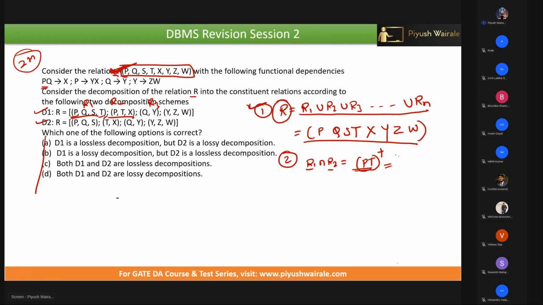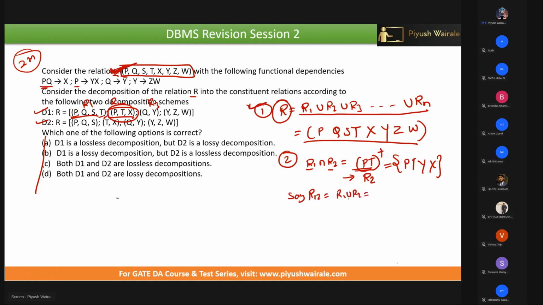So if I take the closure of PT, what am I going to get? From PQ, I'm going to get X, but Q is not missing. From P, I'm going to get YX, so I can add YX here, right? If you observe what we got, R2 here: P is also present, T is also present, X is also present. It means this determines R2. It means I can join R1 and R2 here. So we are going to join this one. Say R12 equals R1 union R2.